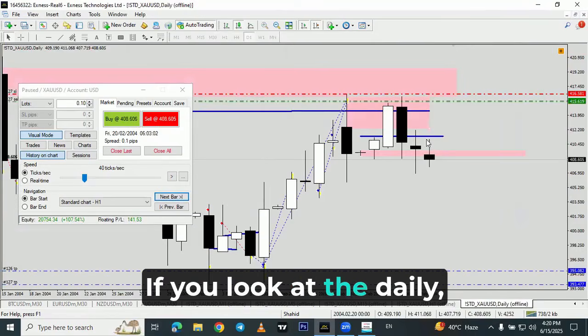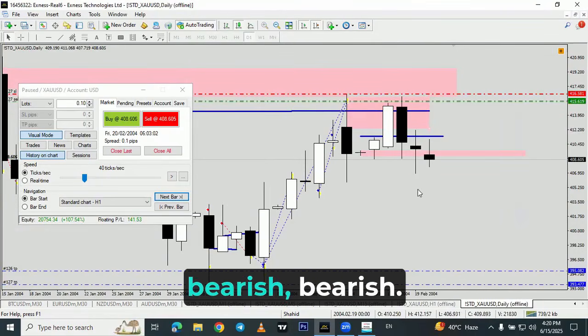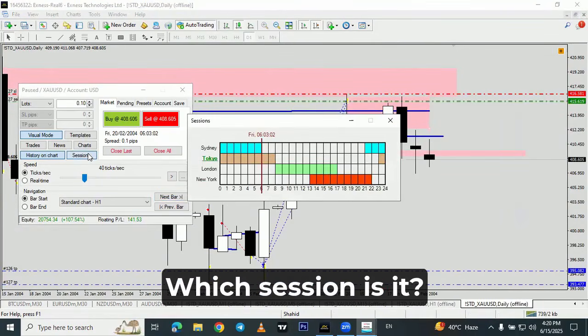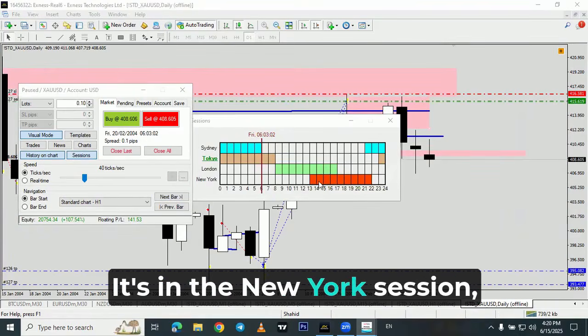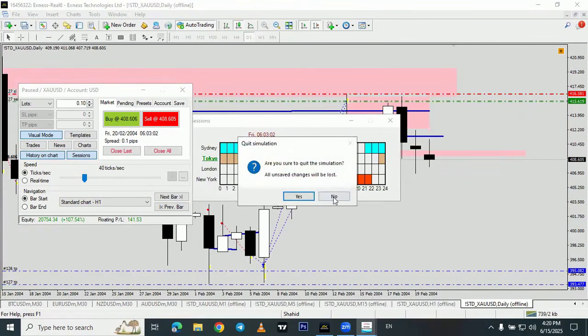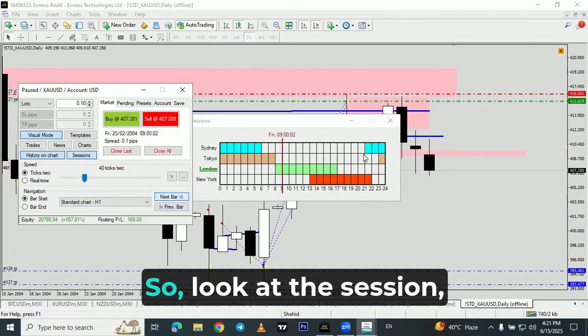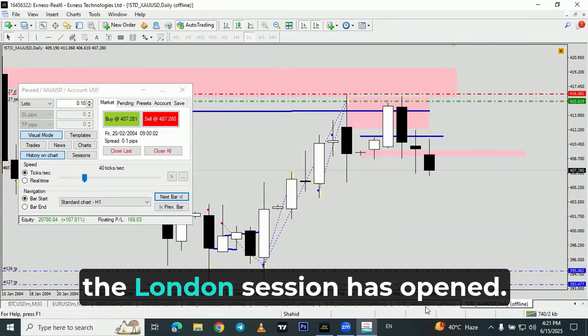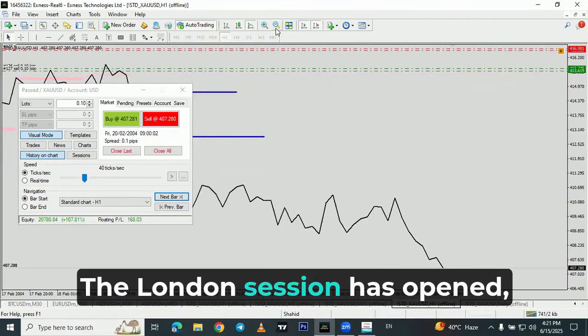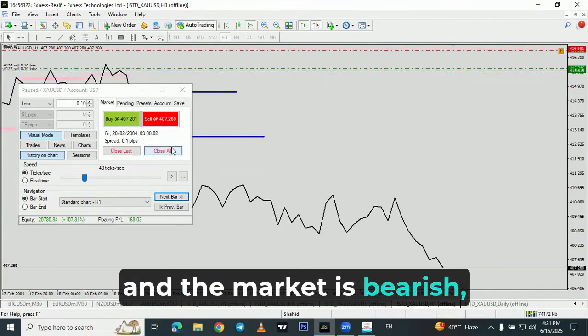Bearish, the market is bearish. If you look at the daily, see where the market is turning bearish. It's turning bearish. Which session is it? It's in the New York session. We can get it. In New York, we can get the trails. So look at the session. The London session has opened, and the market is bearish.